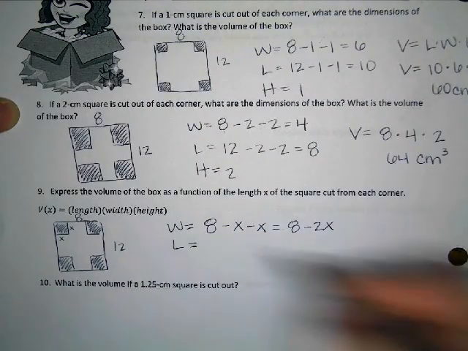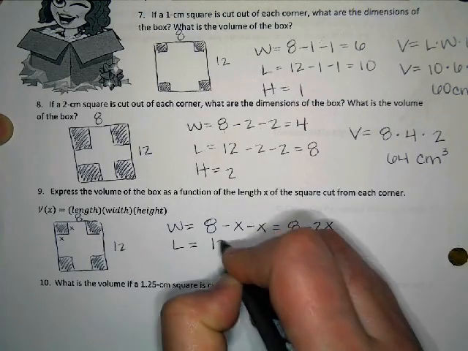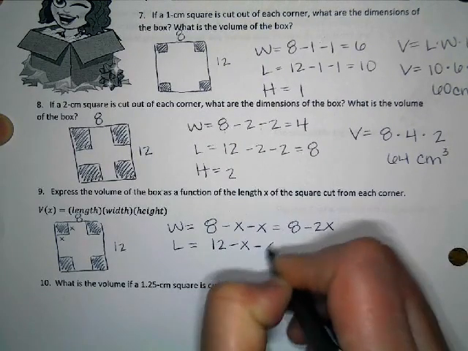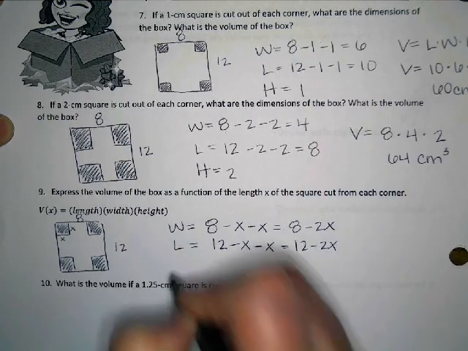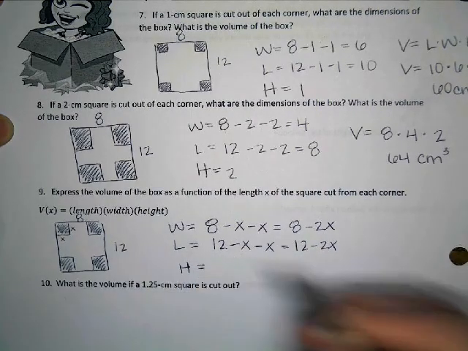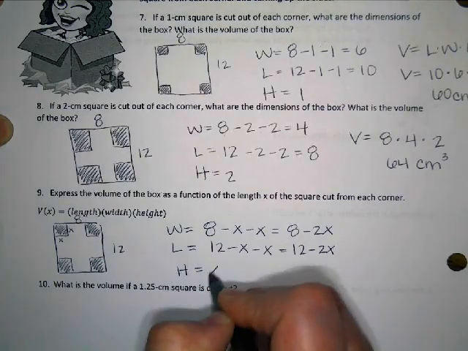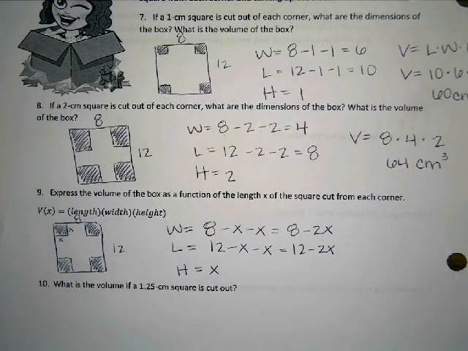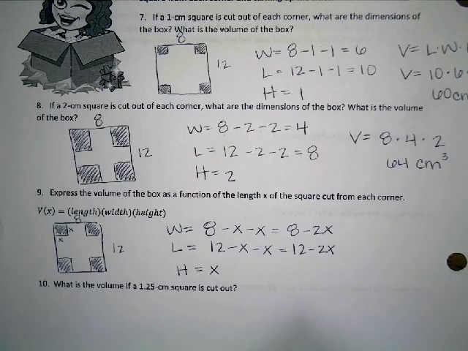My length should be what? 12 minus 2x. Very good. 12 minus 2x. Okay? And then my height should be what? Just x. Perfect. Okay? And this is how the problems always work out. So this is not just this specific example. This is how they always are.